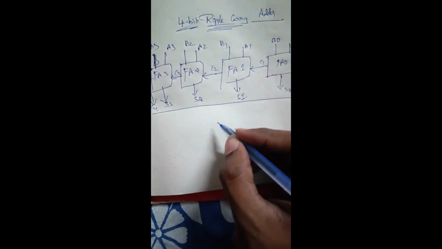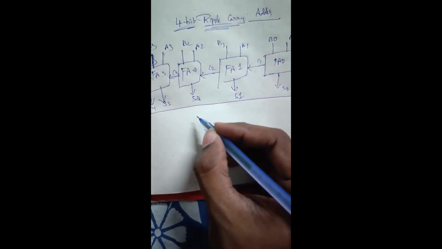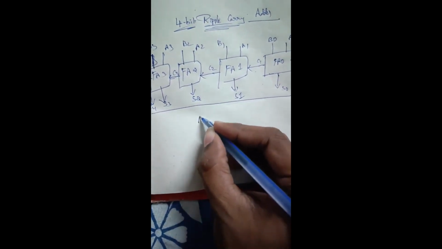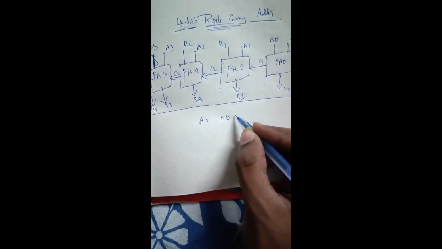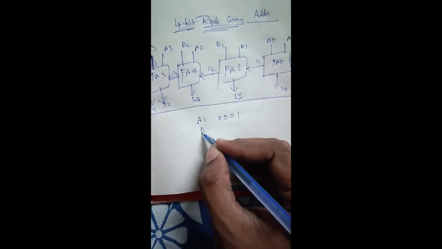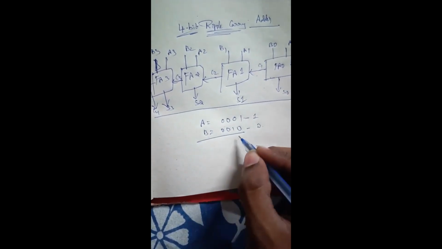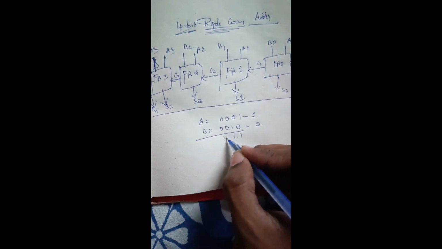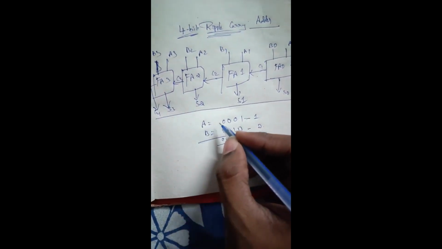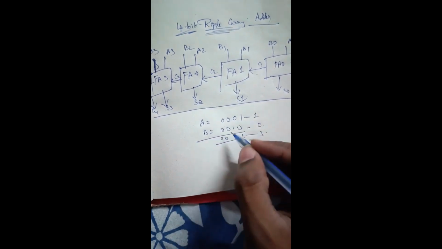For example, if we have 4-bit numbers, if A is equal to 0001 and B is equal to 0010, that means it is 1 and it is 2. Adding these gives 0011, which is 3. In this way the 4-bit operation will be done. So I hope this ripple carry adder is understood by you.